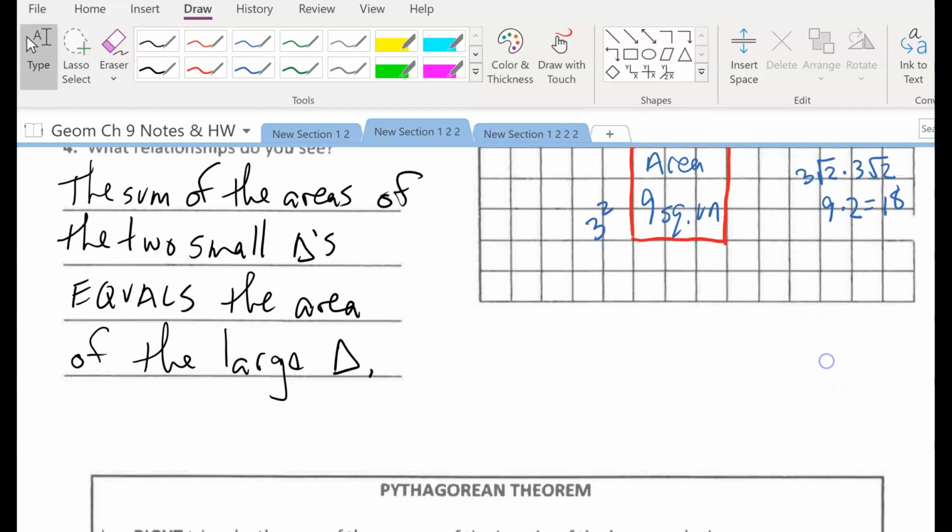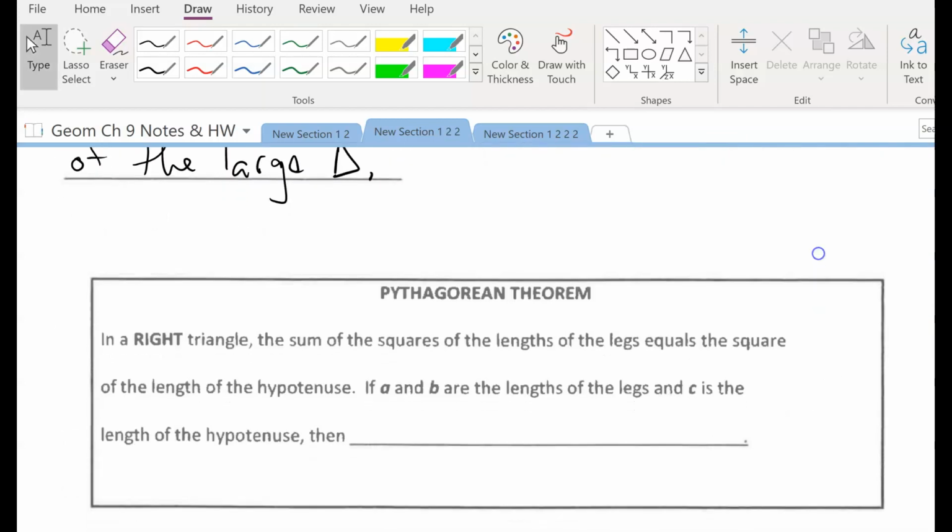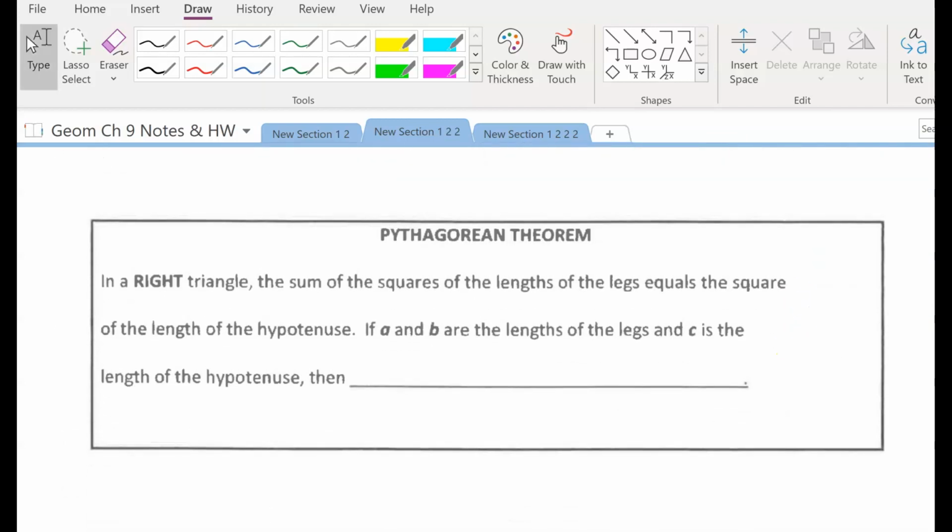So the way that we're going to state this in the Pythagorean Theorem, which you may have heard before, in a right triangle, the sum, remember that means adding, of the squares, so we're going to do squaring, it is just multiplying it by itself, the sum of the squares of the lengths of the legs equals the square of the length of the hypotenuse.